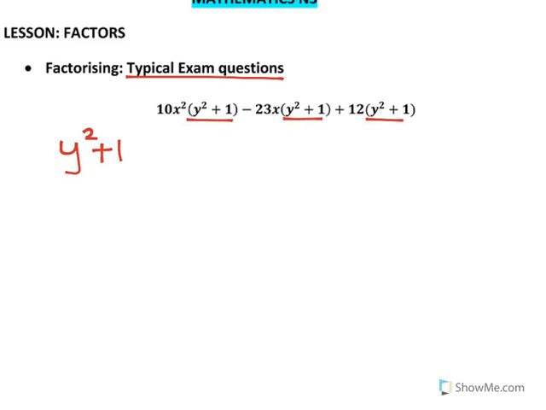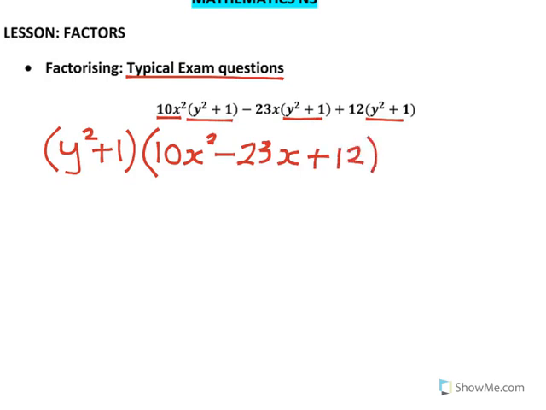Now because there are more terms involved with plus signs, usually you must put a bracket so that your maths will be correct. Then you open another bracket. What will remain when you take out y squared plus 1? Here you will remain with 10x squared minus, if you take out that y squared plus 1, you will remain with 23x plus, if you take out the y squared plus 1, here you will remain with 12.